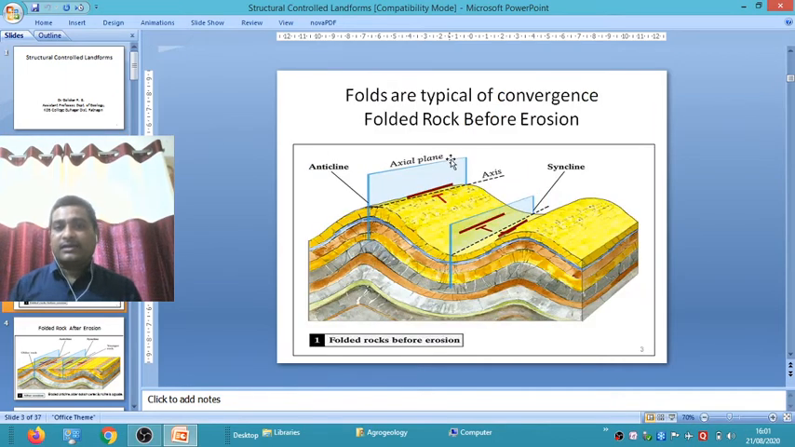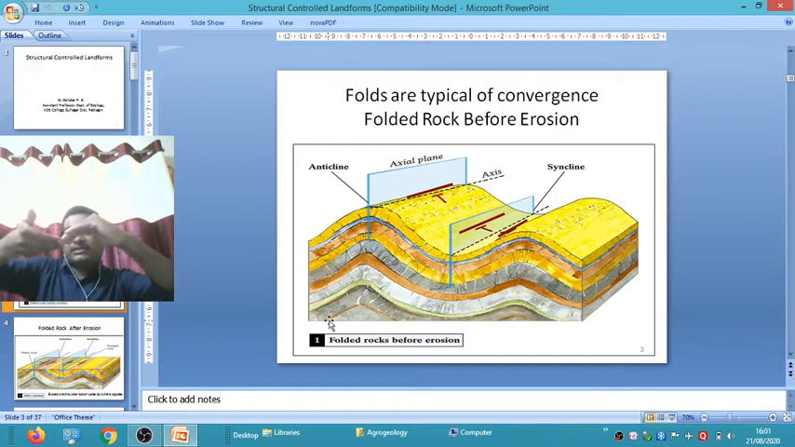Okay, this figure shows fold. Folds are typical convergence folds of rock before erosion. This is the topography of folded rock before erosion. Erosion means when rock has been broken down due to geological action, maybe wind, glacial, river, or ocean, called erosion. This is the bend-like structure, this is the crest, and then this is the trough.